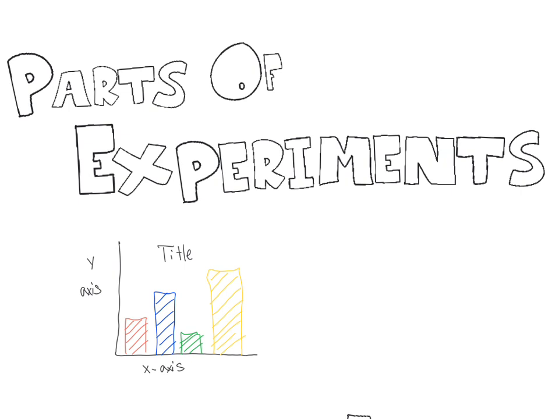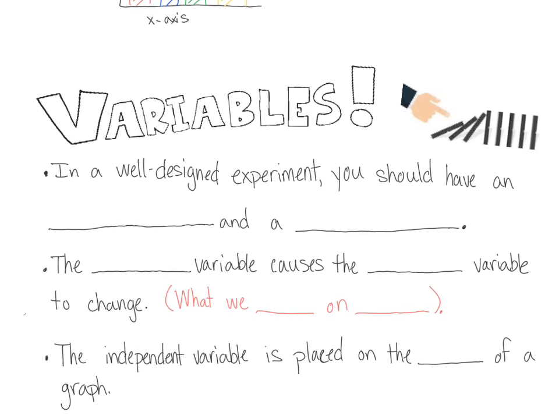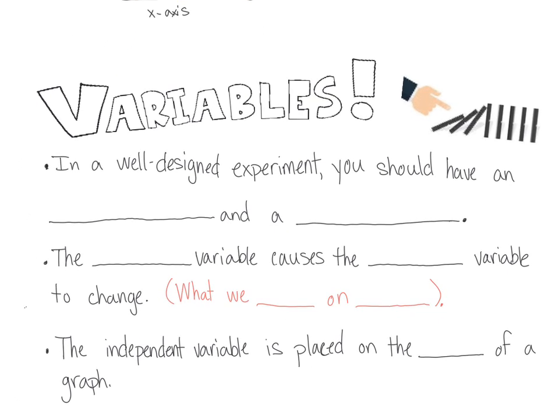Today we're going to be talking about parts of experiments. These are the parts of a scientific experiment that you need to be able to identify in order to understand someone else's experiment or design your own experiment well. The first part of looking at this is understanding variables. Variables are anything that can change during your experiment. So things that can vary or change during your experiment are called variables.